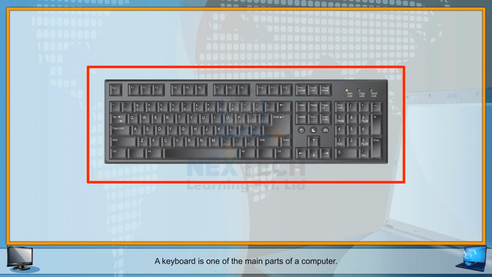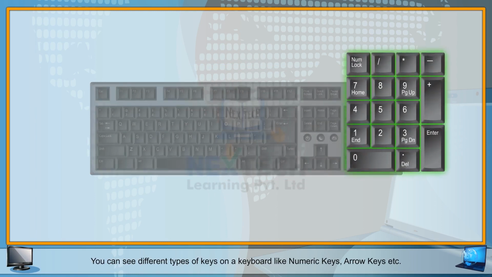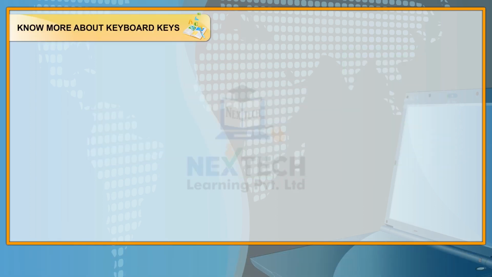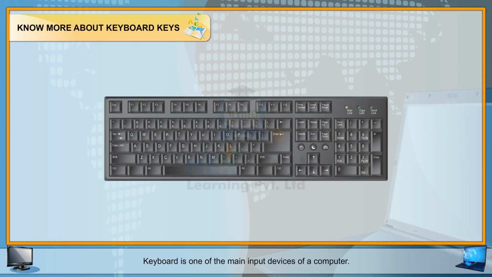A keyboard is one of the main parts of a computer. You can see different types of keys on a keyboard like numeric keys, arrow keys, etc. Let's know more about keyboard keys. Keyboard is one of the main input devices of a computer. Let us have a quick view of a standard keyboard.